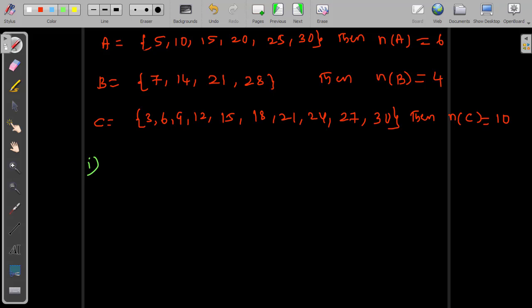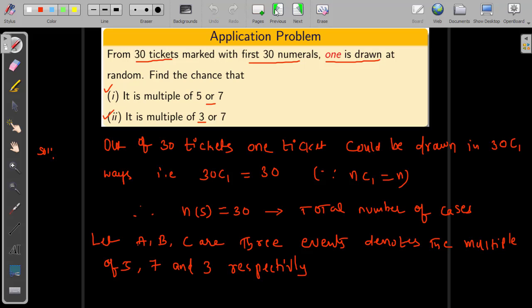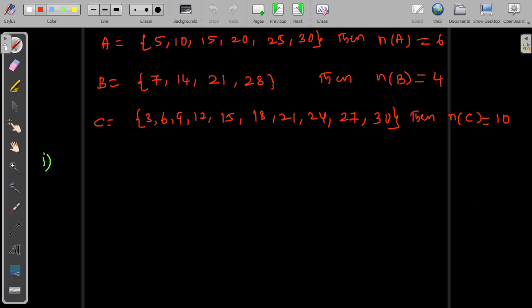The first question is asking us to find the chance, the probability, that it is a multiple of 5 or 7. These are the only keywords for the addition theorem for two events, a keyword one can understand here. So the first question: probability of 5 or 7. In terms of events, 5 represents A, OR means union, and 7 represents event B, so P(A union B).